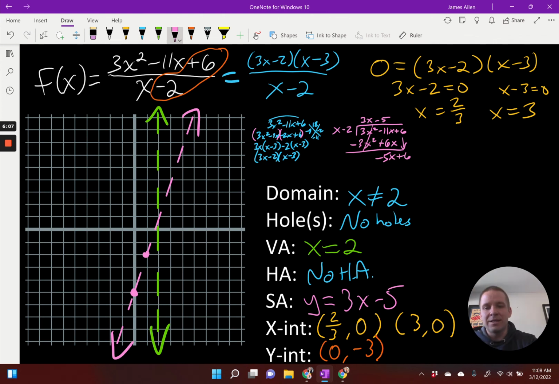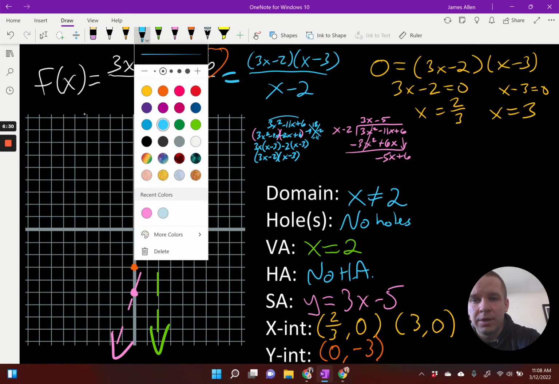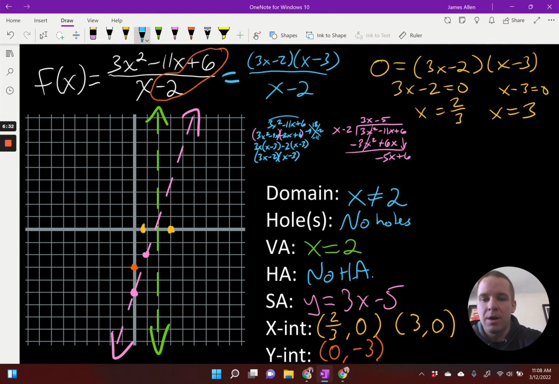Beautiful stuff. Next up, let's go ahead and plot our x-intercepts. Okay, so my x-intercepts are 2/3, comma 0, so I'm going to be chilling right around here. And then I've got 3, 0, which will be right at this spot here. And then my y-intercept looks like negative 3. So 0, negative 3 is right there. And now I can come through with the graph of this line, which I'll do in light blue here. And let's beef up that marker.